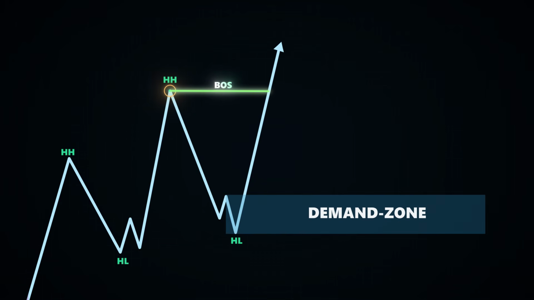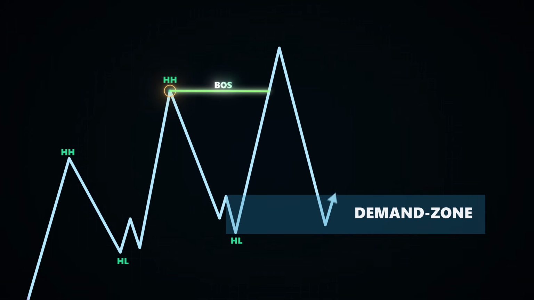Why? Because it takes serious money, institutional volume, to push price past key levels. So the zone that caused that break, it holds weight. It's not just noise. It's a clear sign that big players were active. Alright, let's break this down on a real chart. Exactly how I look at it when I'm planning a trade.